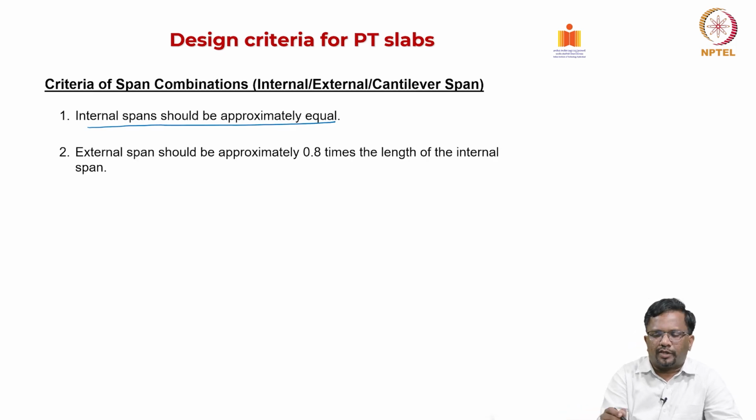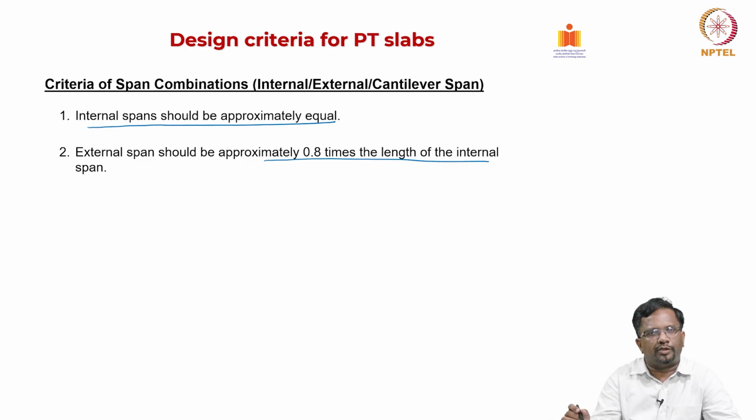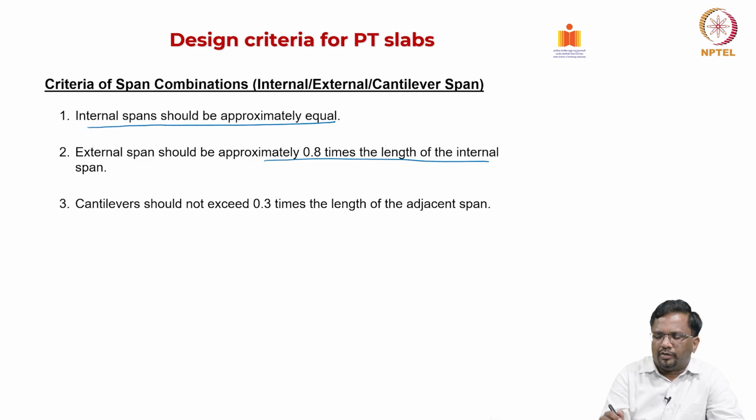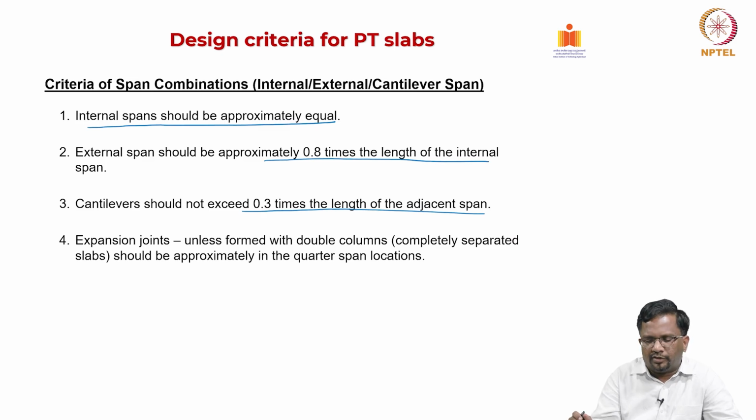The second is the external span, typically we try to keep 0.8 times the length of the internal span, just to make sure that the positive moment on the external span is not going to be very high, and the cantilevers are typically not kept more than 0.3 times the length of the adjacent span, right. And expansion joints, typically, we need to provide expansion joints unless you form that with double column.